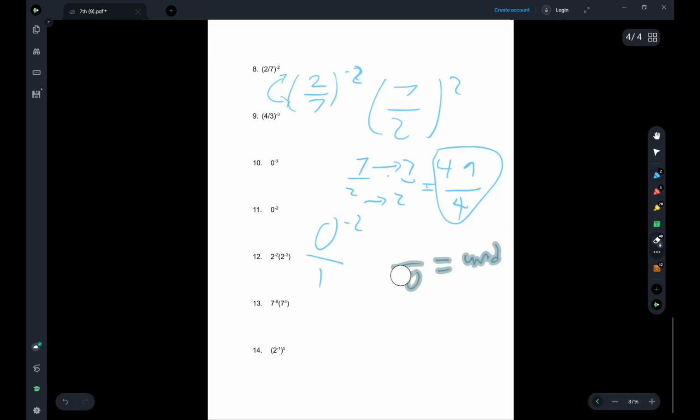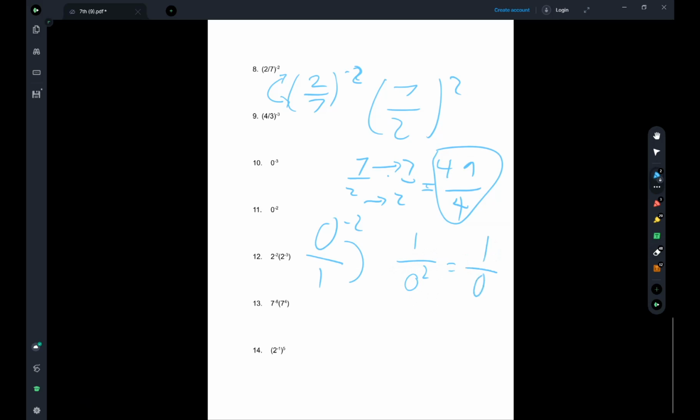So when you're doing this, you're flipping these two, right? So you get 1 over 0 squared. Now 0 times 0 is 0, so you get 1 over 0. So remember when I said that anything divided by 0 is undefined? That means the answer to this question would actually be undefined.